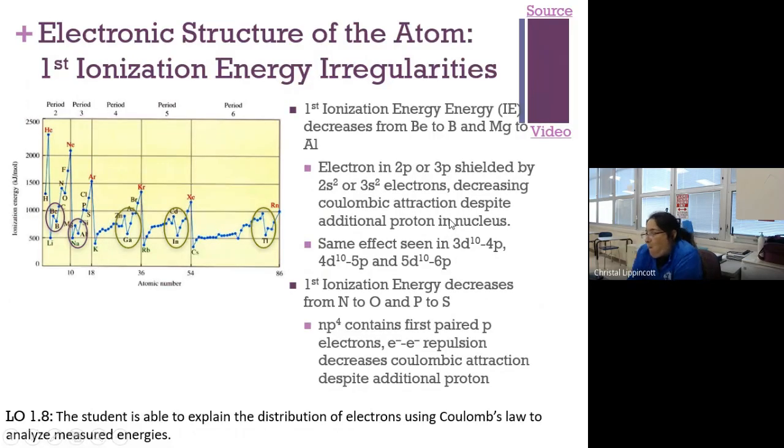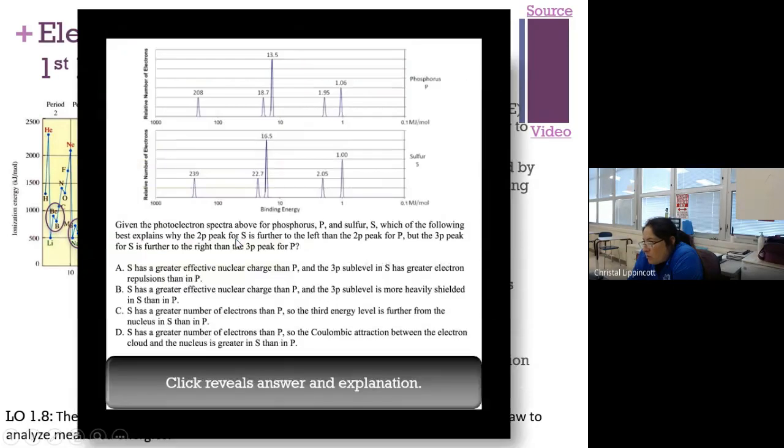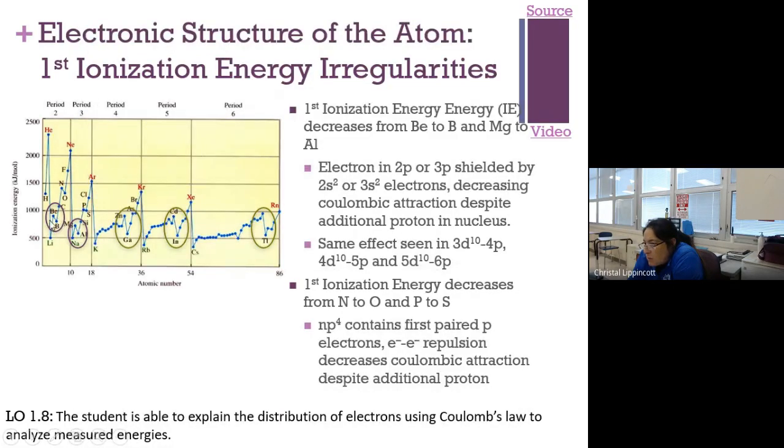All right. First ionization energy decreases from beryllium to boron, magnesium to aluminum. Electrons in the 2p or 3p are shielded by the 2s and 3s electrons, decreasing coulombic charge despite additional protons in the nucleus. So that's why there's this little hiccup down here.